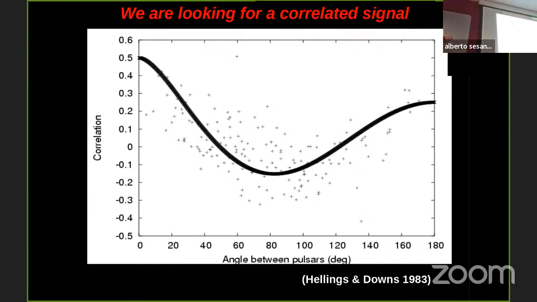So this correlation has a specific quadrupolar shape that was worked out by Hellings and Downs in 1983, and is called the Hellings and Downs curve. The precise shape needs to be worked out with relatively contrived calculations, but you can get a grasp of why this happens.